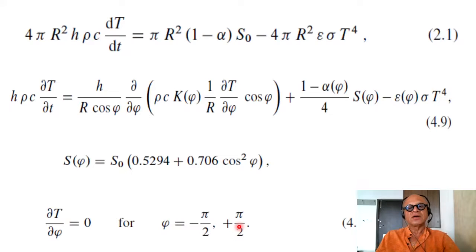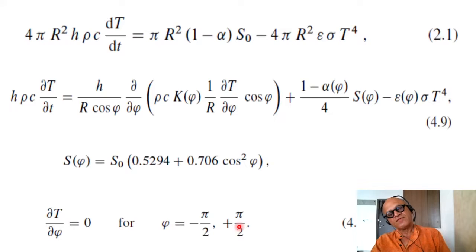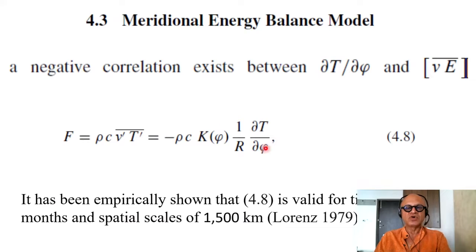So that solution can be written for the estimated value of k phi. In this equation we know the gradient, and we can estimate the value of k phi, which is of the order of 10 to the 6 or 10 to the 7 meters squared per second, I think.